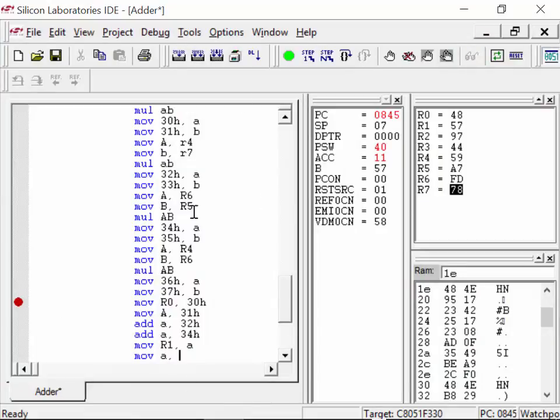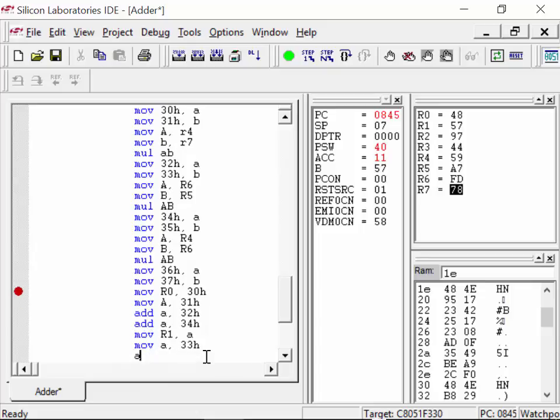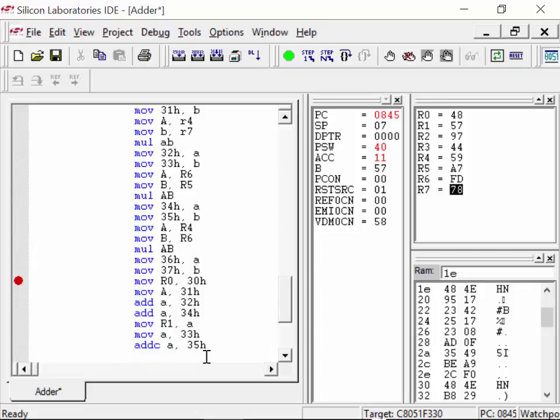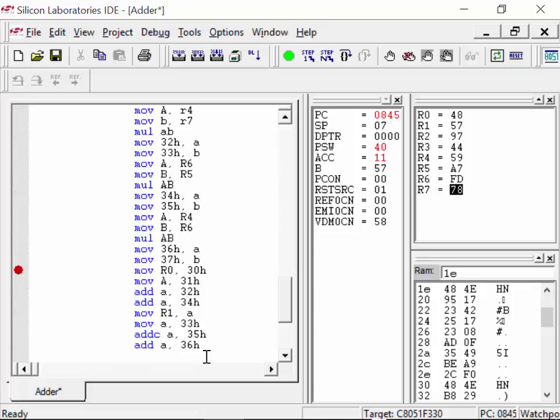But this time we're going to move, so 33 right there. Let's add with a carry a 35 hex and add a 36 hex. Let's see whether or not that works there.